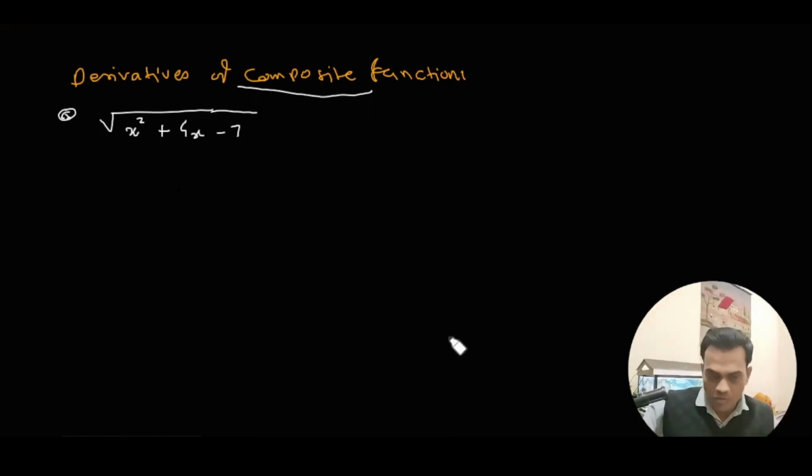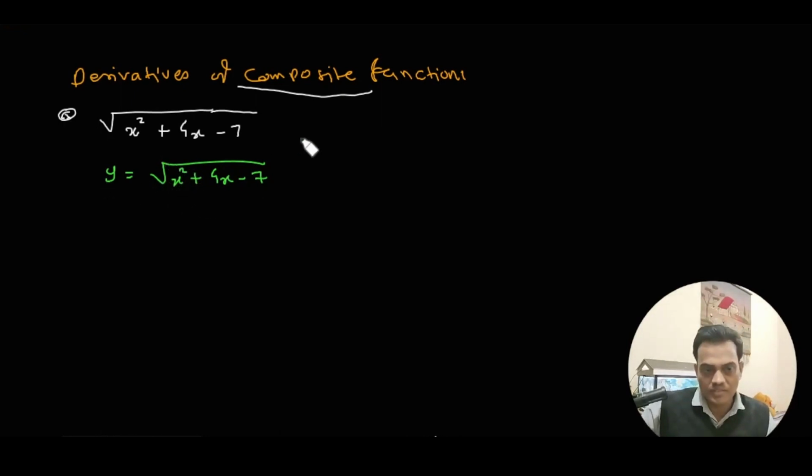So the net output, if I consider this as y, then y is equal to the square root of x square plus 4x minus 7. The net value of y depends on the value of x as well as its square root. The expression x square plus 4x minus 7 is one function, and the square root of that quadratic is the second function. So it is a function of a function.